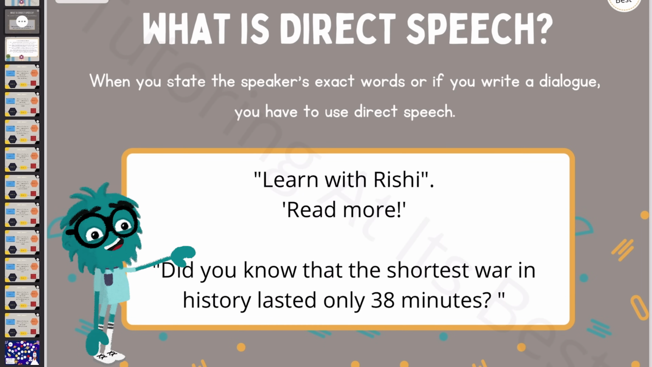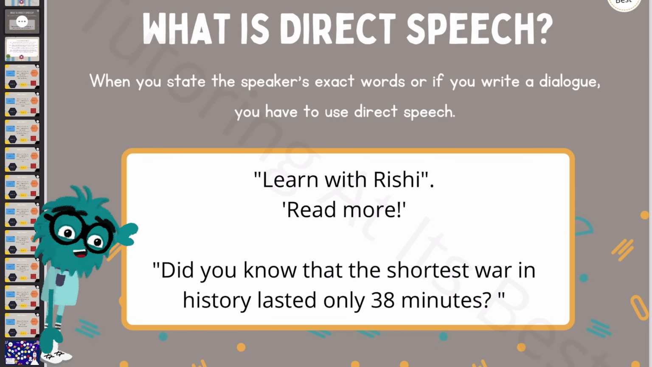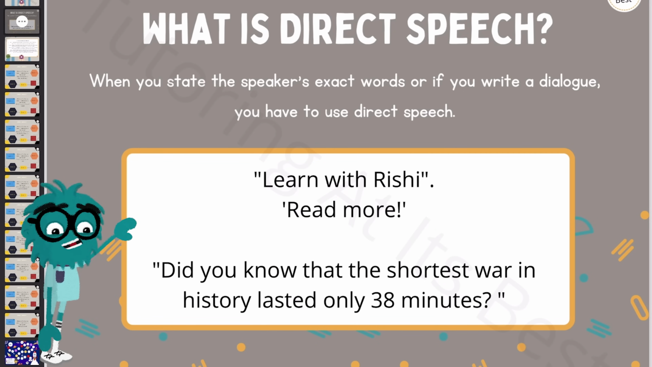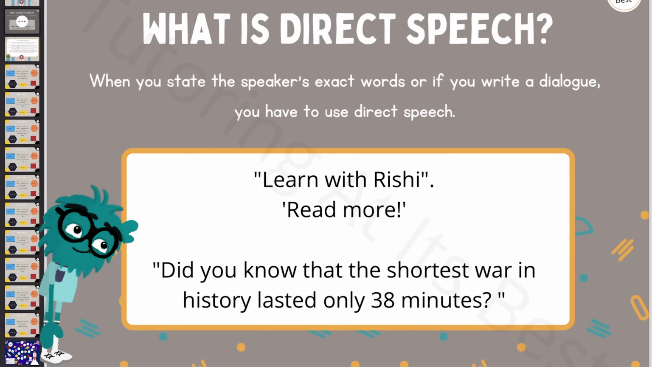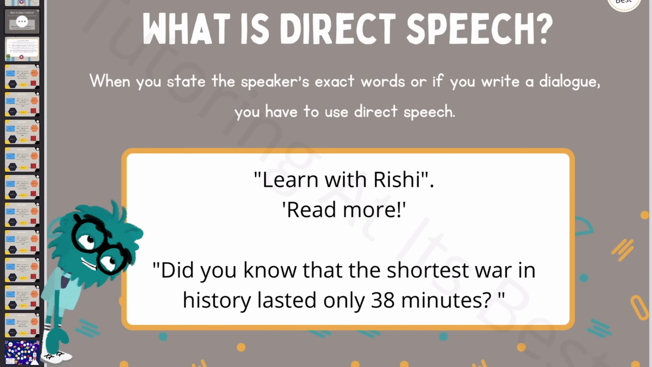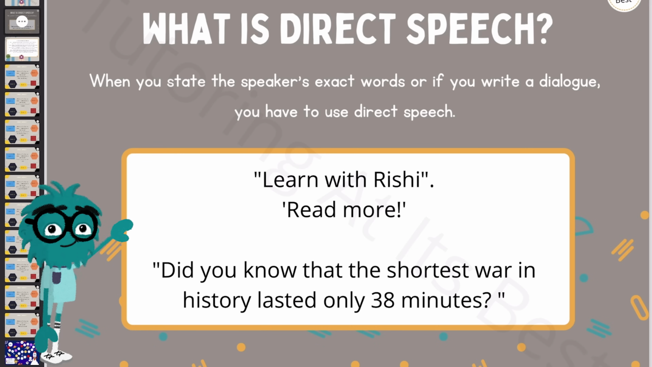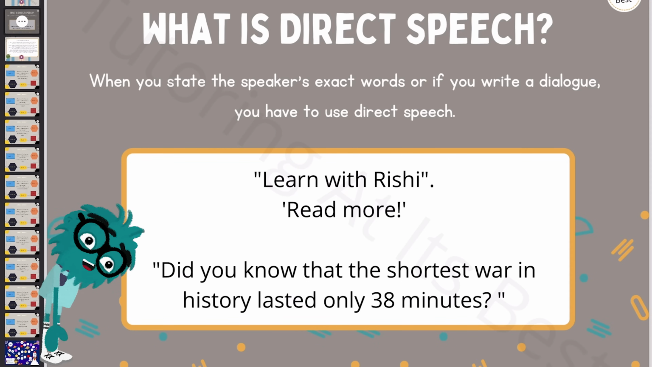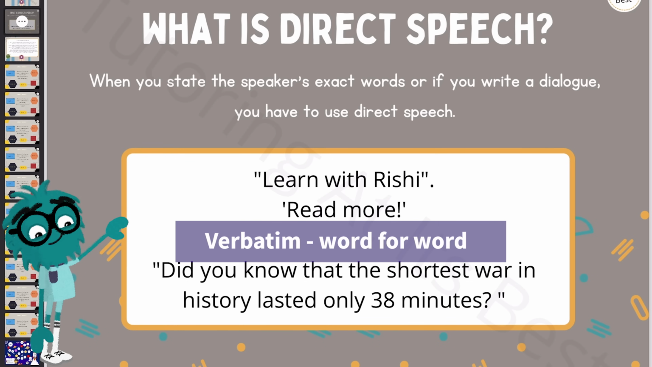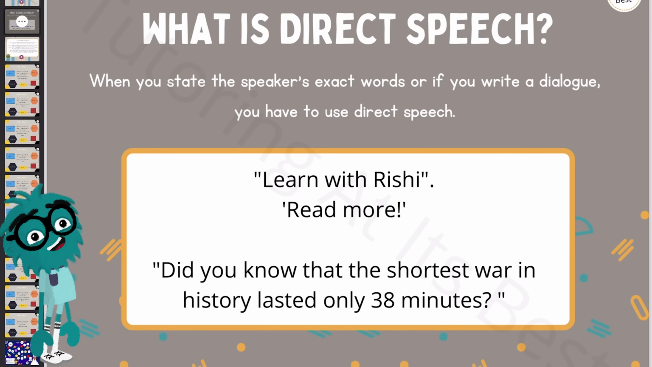So what is direct speech? Well, direct speech refers to the exact words spoken by a person, usually enclosed with quotation marks. It is used to directly quote what someone said in a conversation, interview, or dialogue. In direct speech, the speaker's words are reproduced verbatim, allowing the reader or listener to understand the exact message conveyed by the speaker.